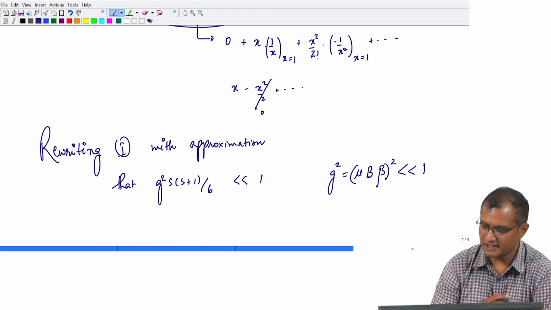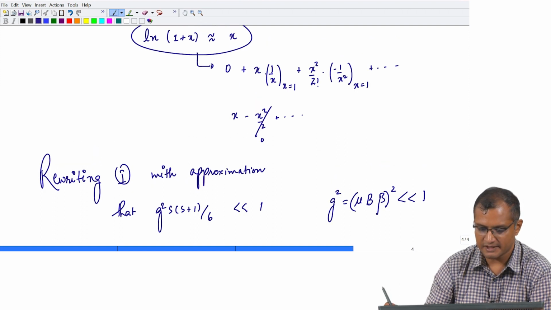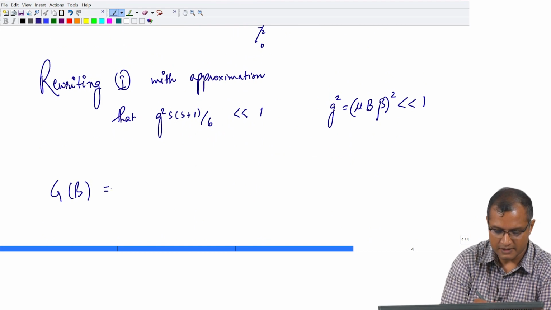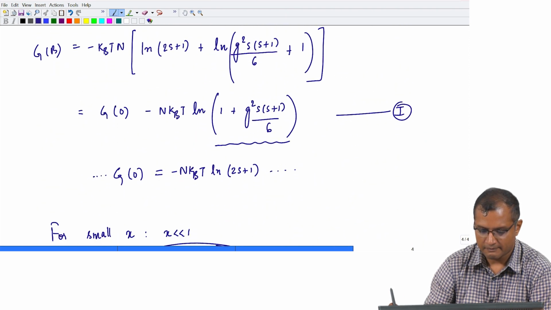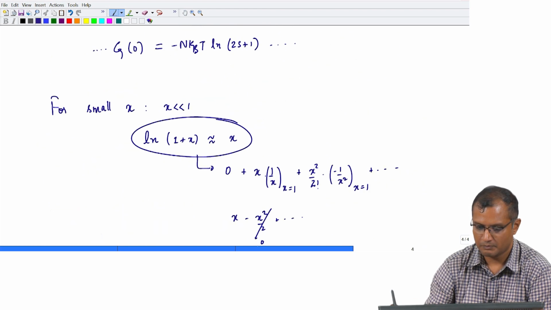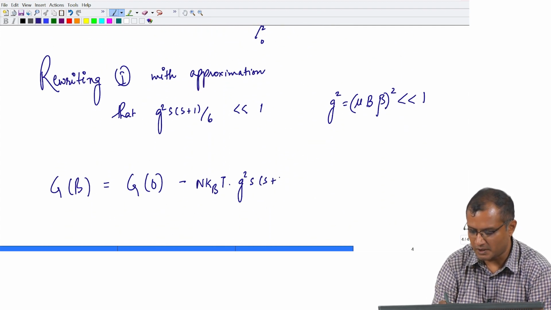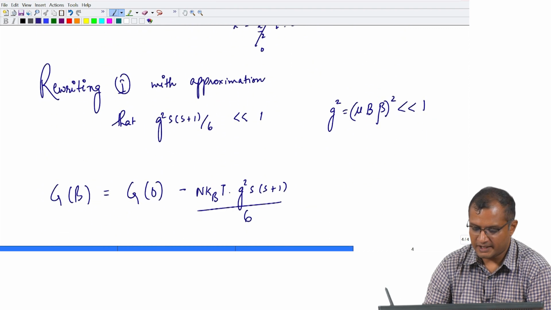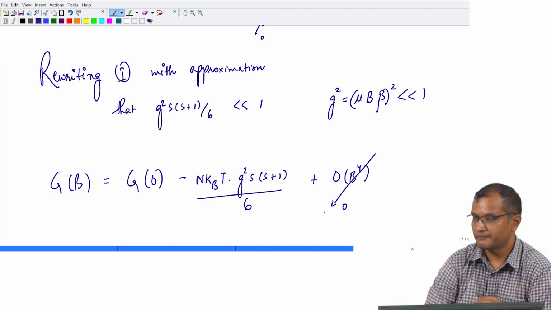Okay. So, definitely G square into S by 6 into S plus 1 is also much smaller than 1. So, I can write down this entire equation as nothing but G at field is equal to G 0 minus NKT into G square into S plus 1 over 6. Is that okay? And definitely here I have dropped terms of the order b to the power 4 and above.